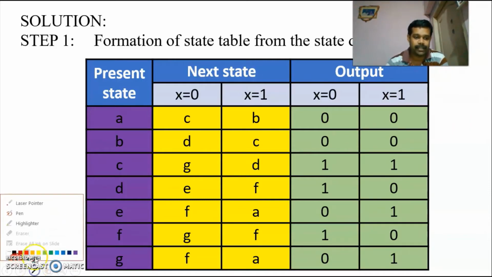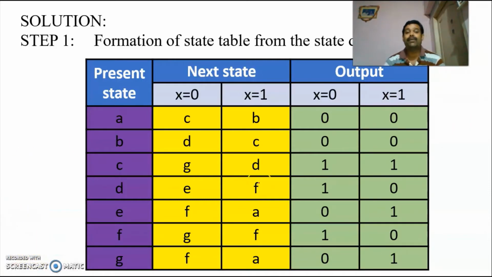Now the next step is we have to check for equivalent states. Two states are said to be equivalent if they have the same next state and same output. So first I am checking A and B. It is not the same. Here the next state is C, here the next state is D. Then A and C, here it is G, no chance.